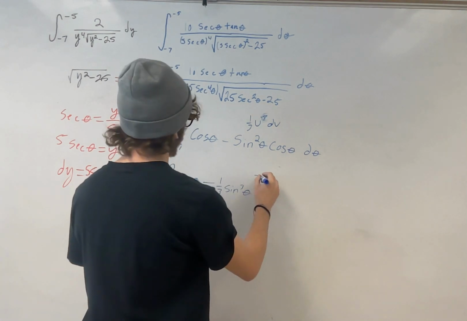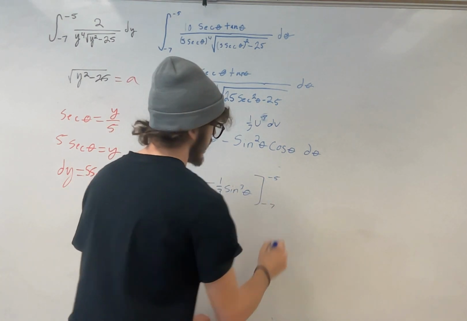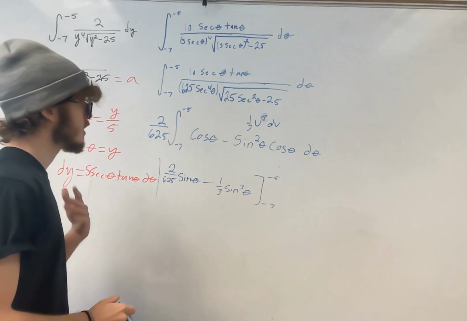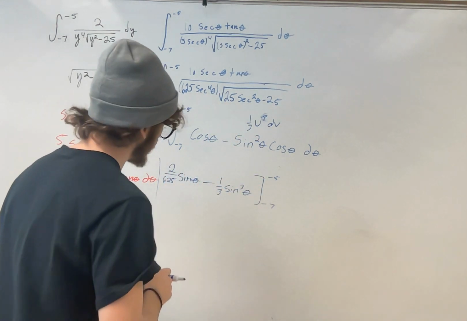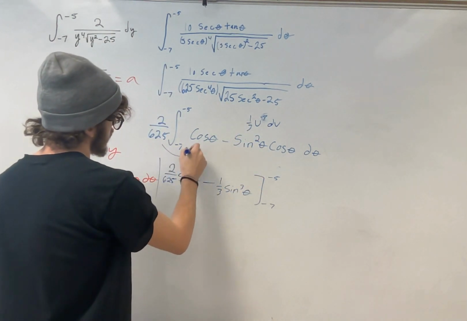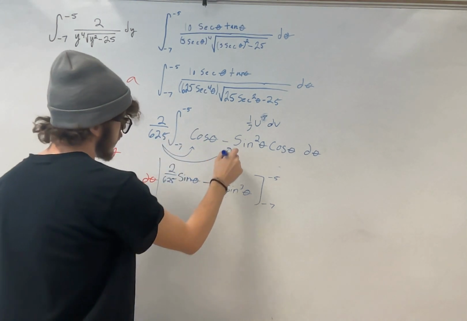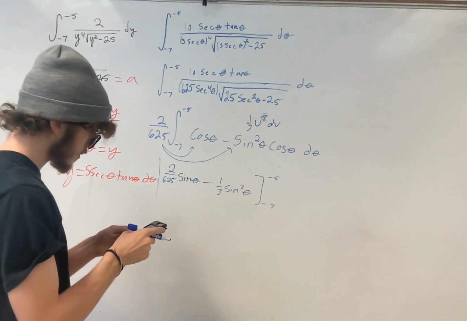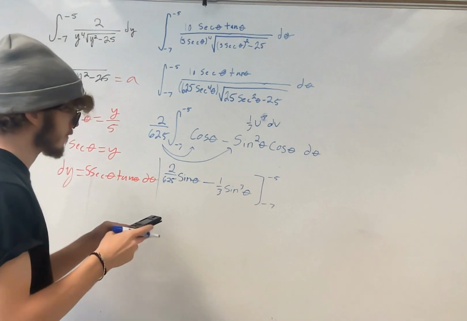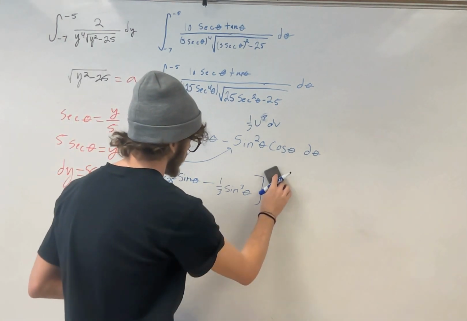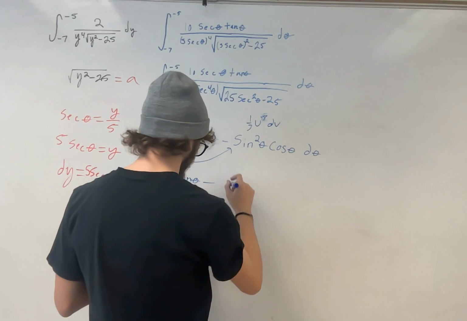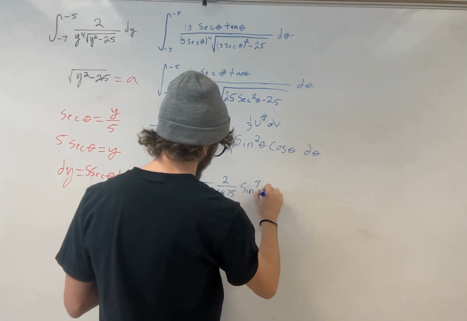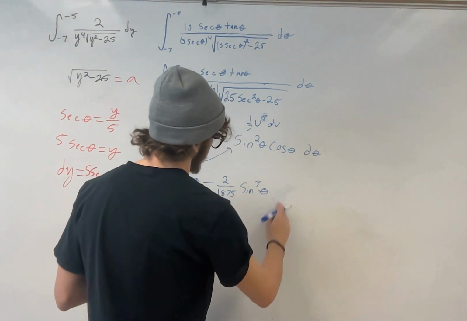We're evaluating all of this at -5 to -7 of x values, not theta values. You can't just plug in -5, -7 and get an answer. It's just not how it works. Also, I made a mistake here. Notice I forgot to distribute this part to all of them. So it's really 1/3 times 2 over 625. That's an important note. So this will actually become 2 over 1875 sine to the third of theta. Or sorry, not d theta.